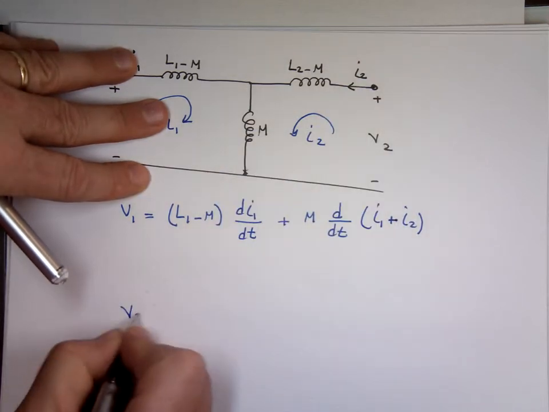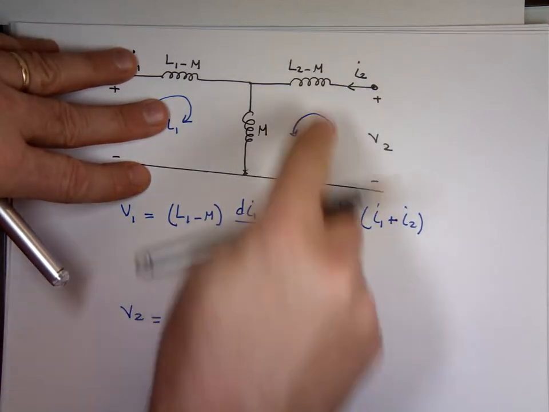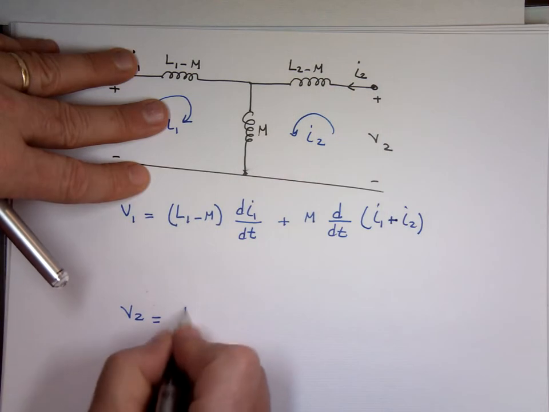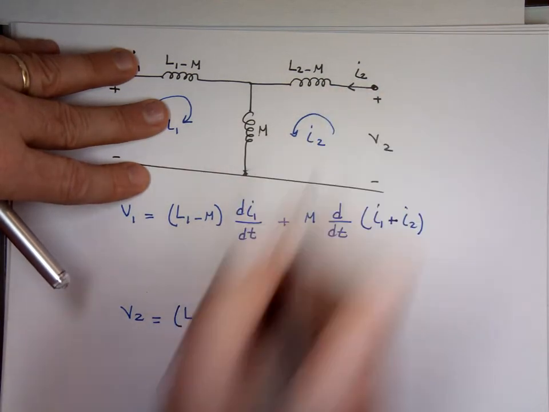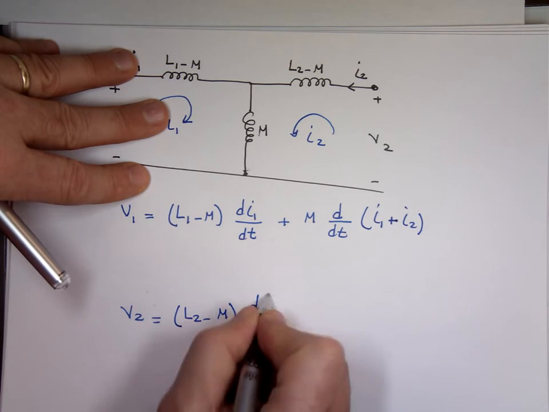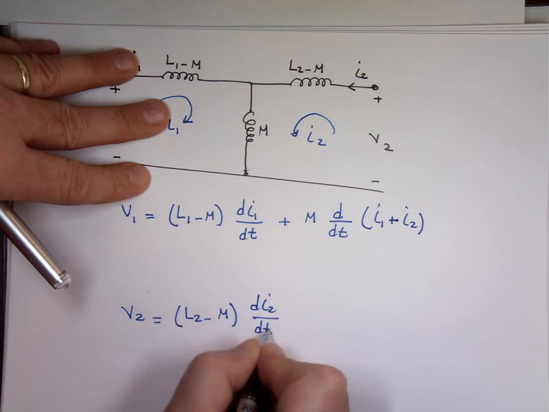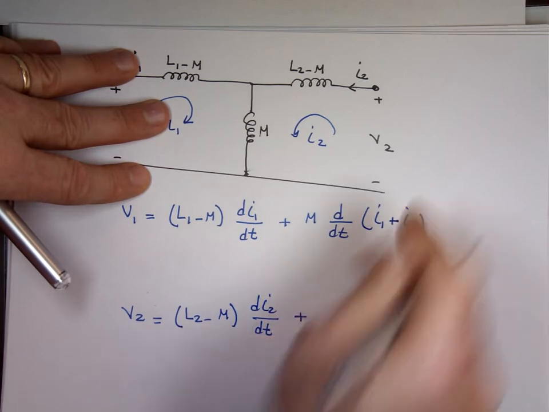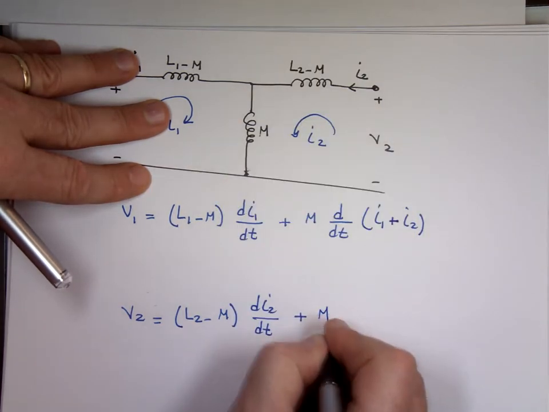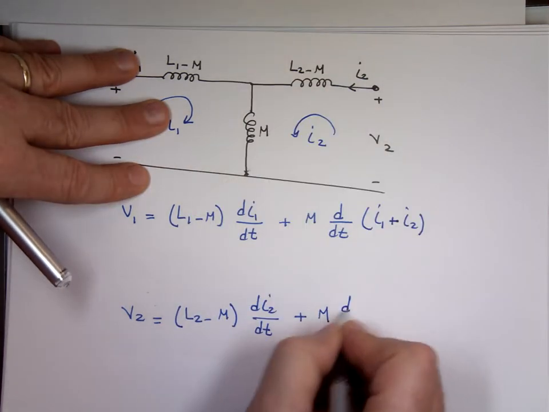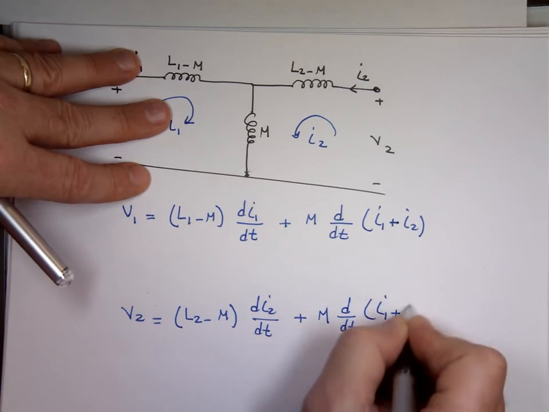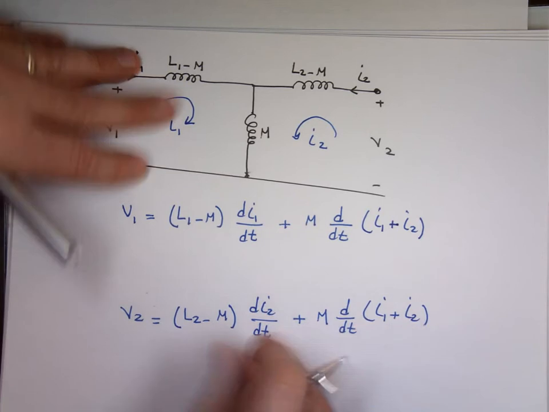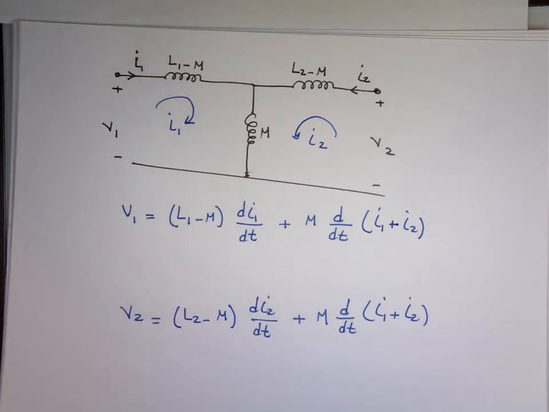What's V2 going to be? L2 minus M times that current, di2 dt, plus the mutual inductance of the current down, d dt of I1 plus I sub 2. Everyone agrees with these two equations? No mutual inductance. Nothing.